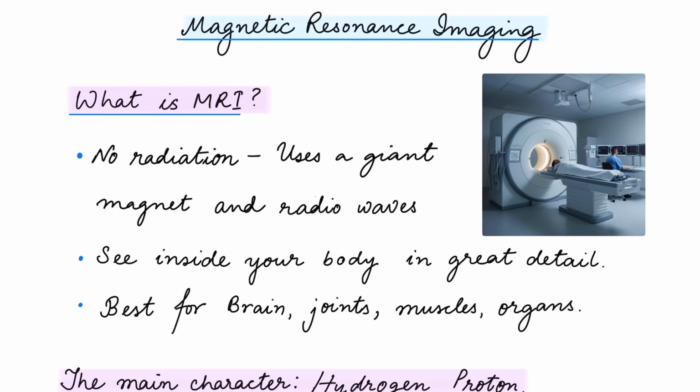Today we will understand about magnetic resonance imaging. So magnetic resonance imaging, or MRI, is a medical imaging technique that does not use radiation. Instead, it uses a powerful magnet and radio waves to create detailed pictures of the inside of your body. It is specifically useful for the imaging of the brain, joints, muscles, and internal organs with high clarity.